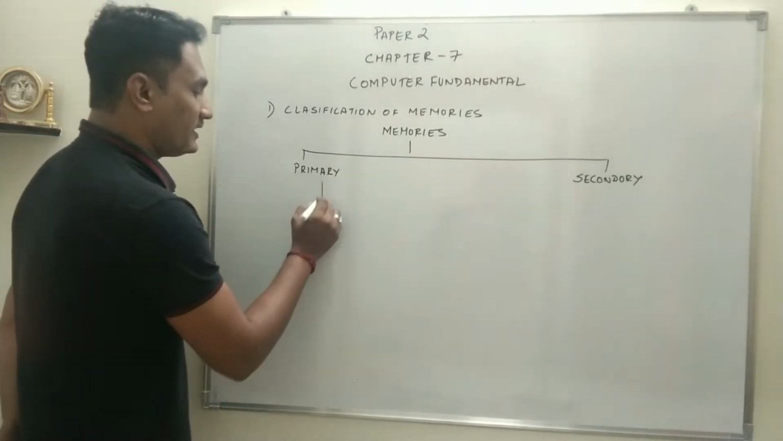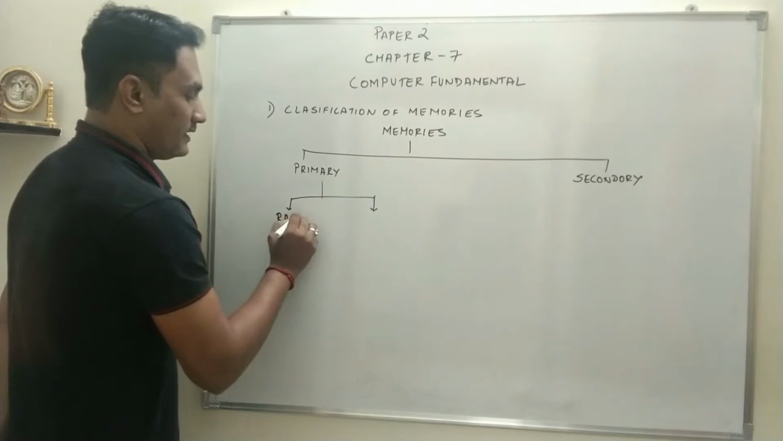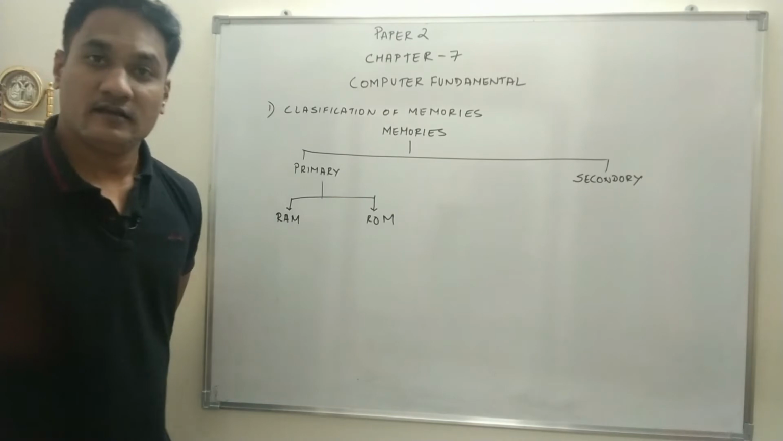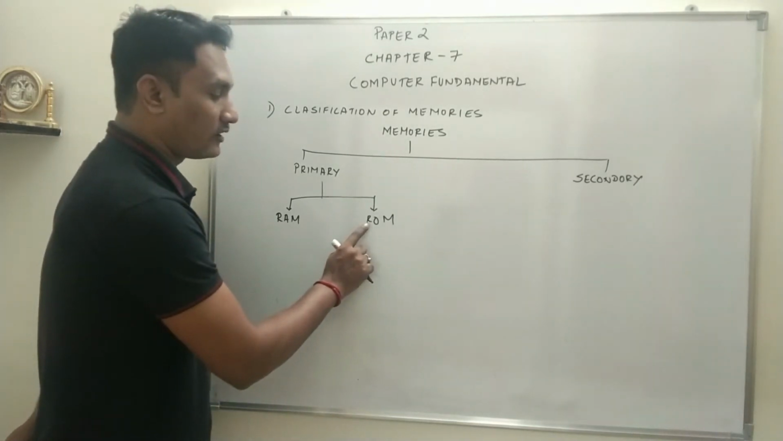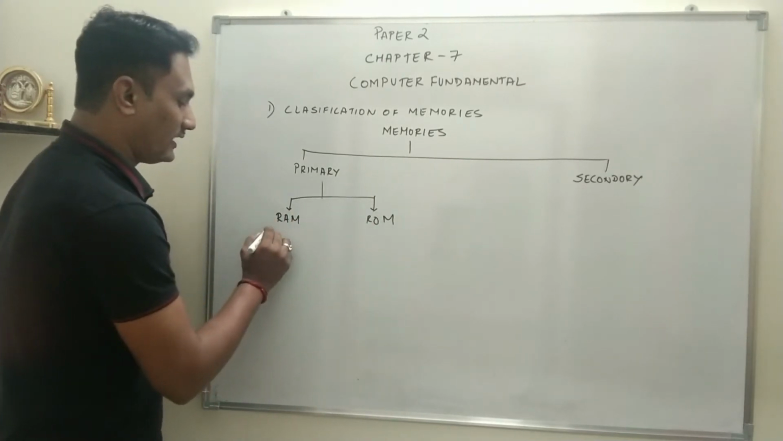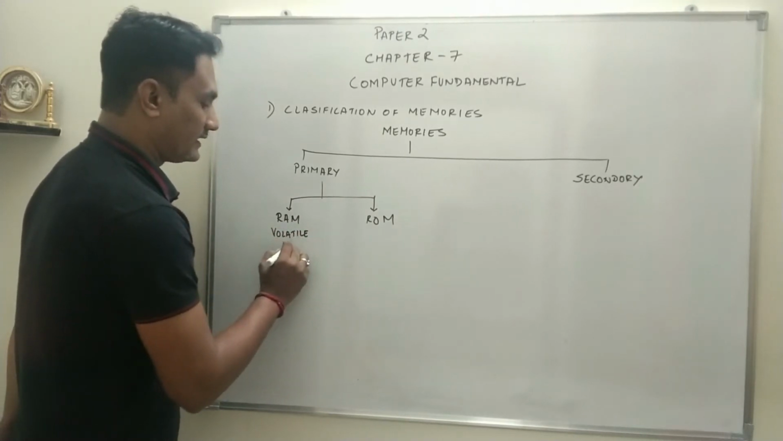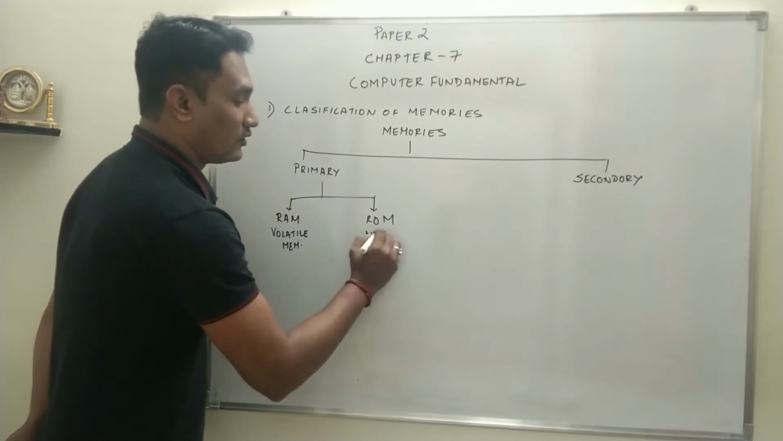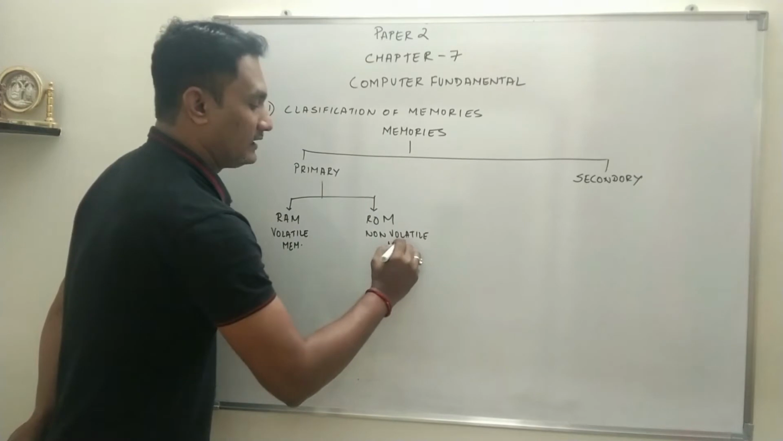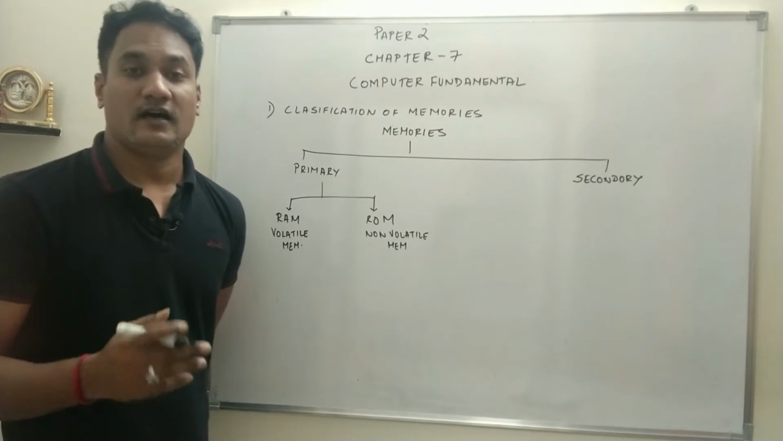So primary memory is further classified as RAM and ROM. RAM stands for random access memory. ROM stands for read only memory. When you classify this type of memory, this is called volatile memory, and this is called non-volatile memory. That means volatile memory is temporary memory. Non-volatile means it is a permanent memory.